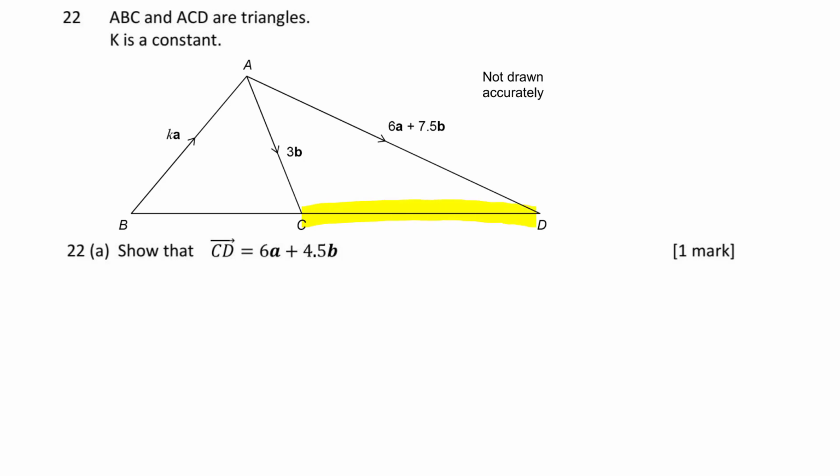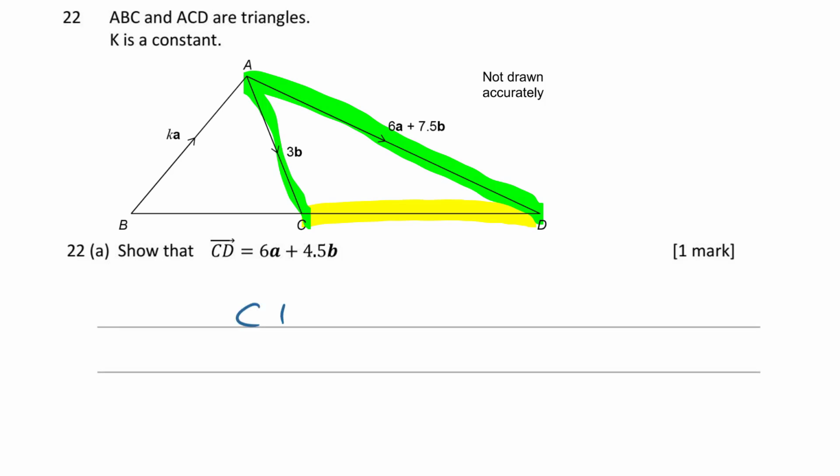Now, we don't have any vectors marked along that length, but we do have one here and one here. So we can get from C to D by going via A. So that's what we need to do. So we can say that the vector C to D is equal to the vector c to a plus the vector a to d.